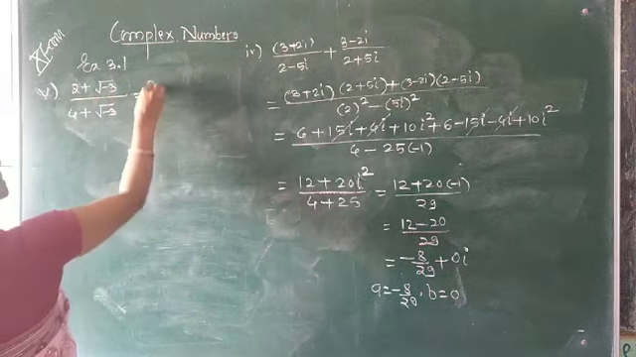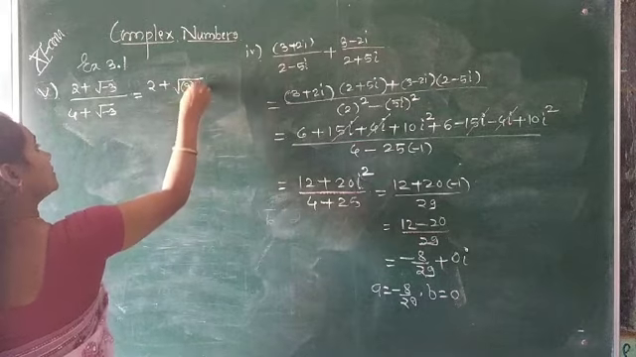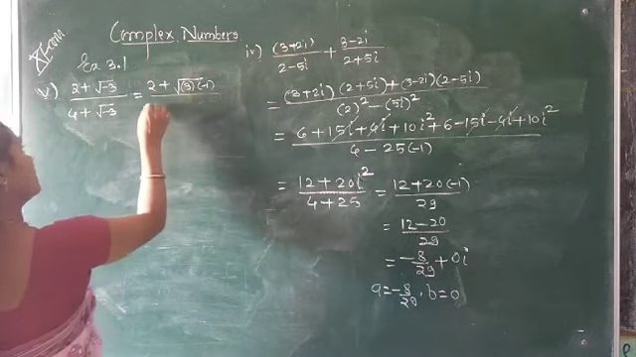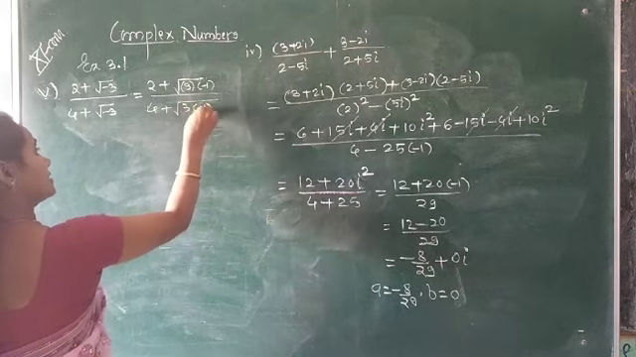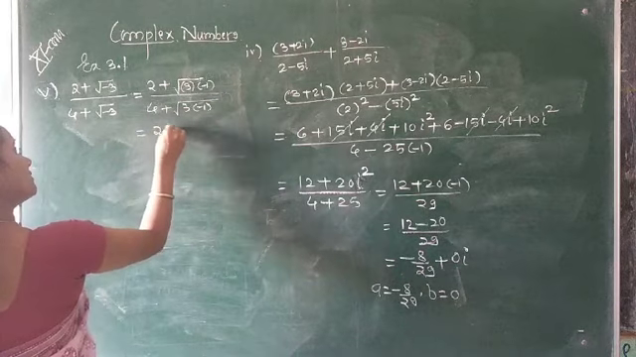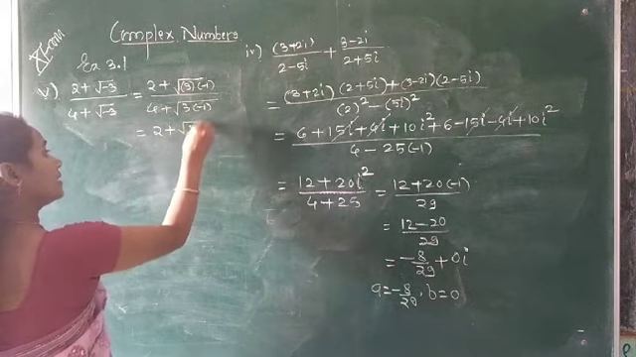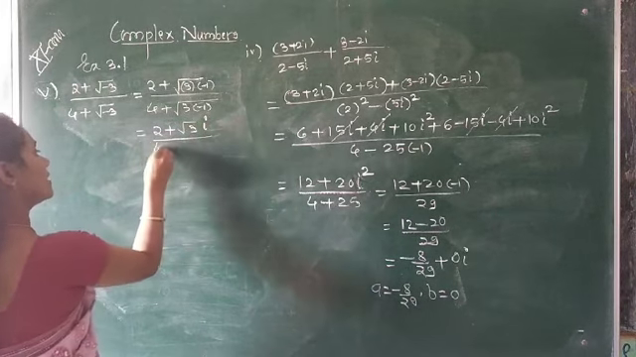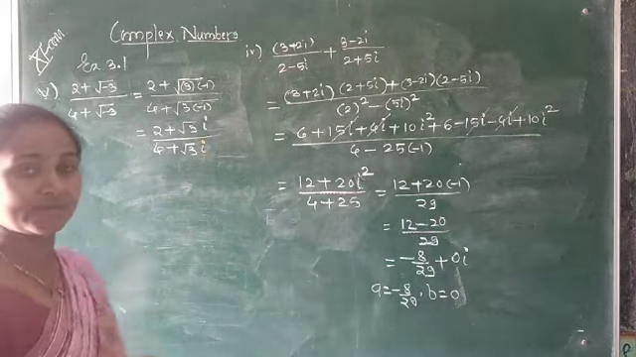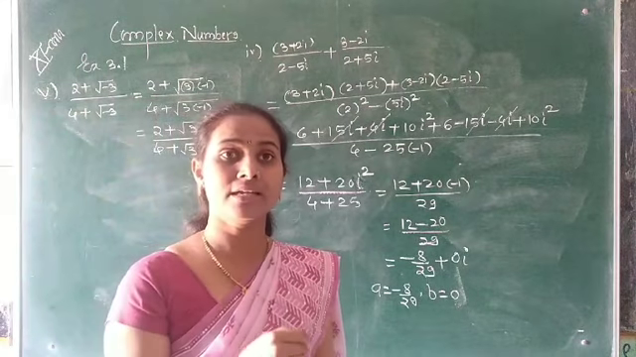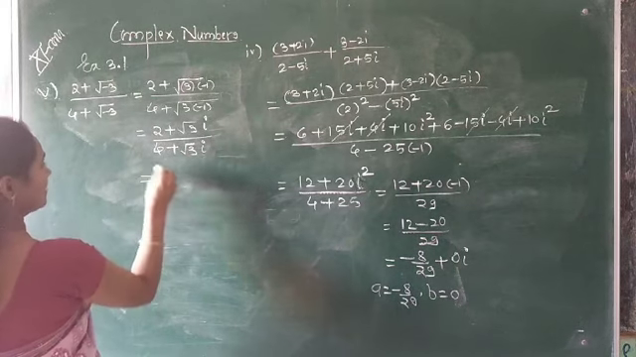First we have to write this 2 plus. The root of minus 3 can be written as root of 3 into minus 1, and the 4 plus again root of 3 into minus 1, and all of you know that the value of root minus 1 is i. So write here 2 plus root 3 into i divided by 4 plus root 3 into i. First we simplify the complex number. First we write the number in the form of a plus ib. Now we have to simplify this.